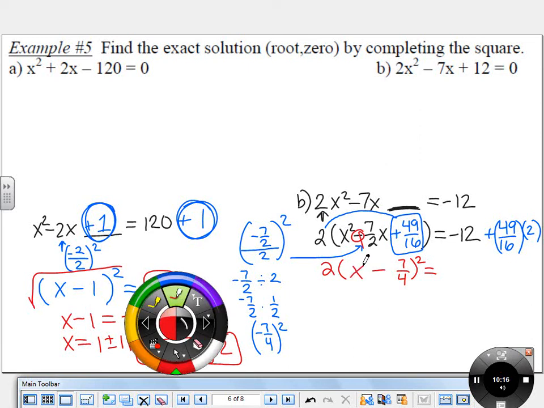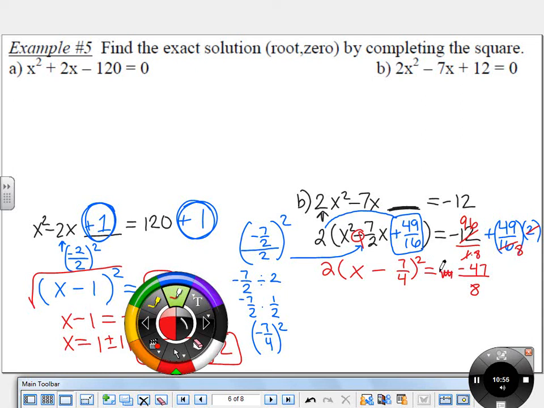And then over here at the end, I have my negative 12 plus this 49 over 16 times 2. That's like 49 over 8. I'm going to make a common denominator to add them together. So this is like negative 96 plus positive 49, which is going to be negative 47 over 8. I already wrote the negative, so I don't need that.